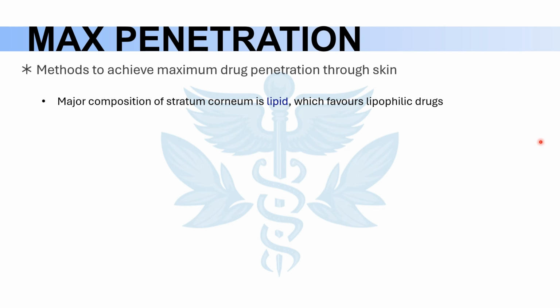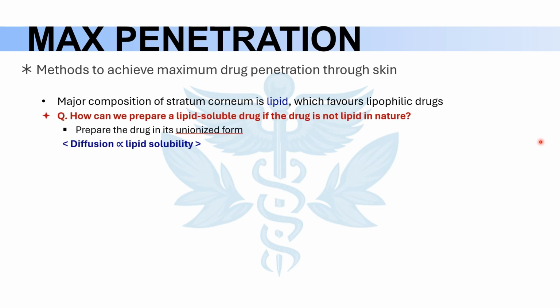So if lipophilic drugs are favored, does that mean that we shouldn't formulate hydrophilic drugs? So all drugs in the market are lipophilic? No. So what's the solution? Well, if our drug is not lipophilic, we need to prepare it in its unionized form. Why in its unionized form? Because this is the form that is lipid soluble and therefore will more easily penetrate through the lipid content of the stratum corneum. That's the first kind of change that we can make to our drug.